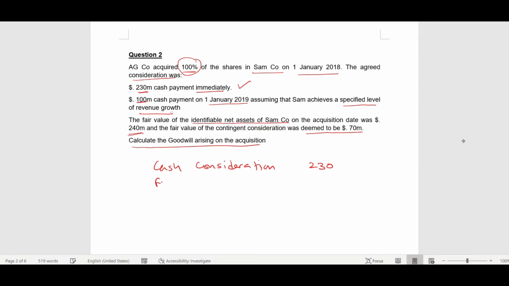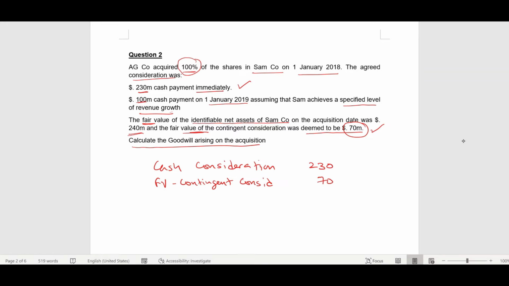Then the fair value of the contingent payment. Fair value of the contingent consideration was 70 million. So you can see which is 70 million. Even though you have to pay 100 million after 1 year's time, you need to calculate the goodwill at present. So when you calculate at present, you should identify the fair value of the consideration, which is already calculated as 70 million.